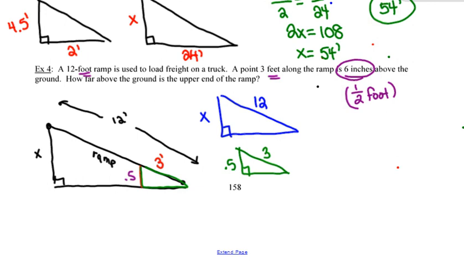So now it becomes a proportion just like all of the others that we've done. So x compares to 12 the same way that a half compares to 3. And again, how you set that proportion up isn't important as long as when you cross multiply, you're multiplying 3 times x and 12 times a half. So it looks like that ramp is 2 feet above the ground.